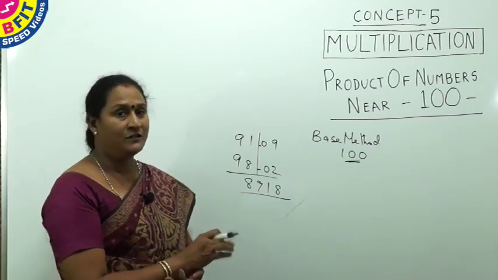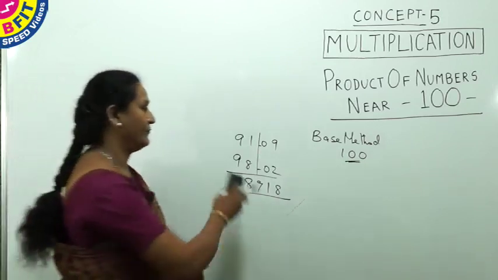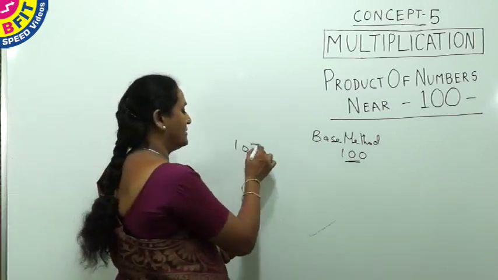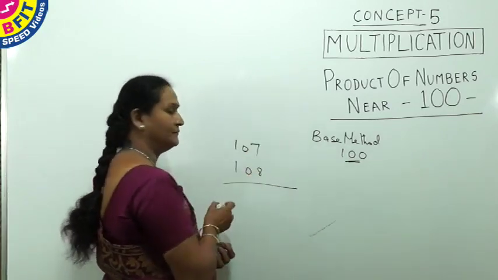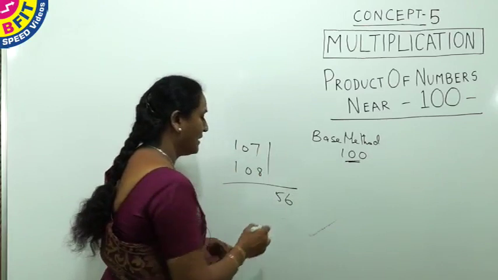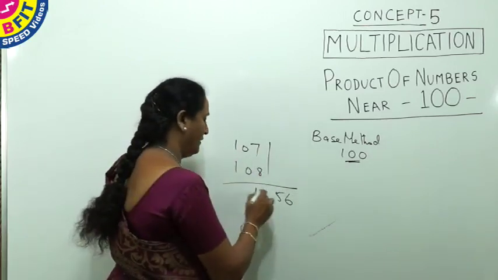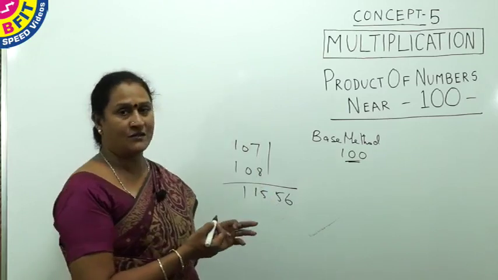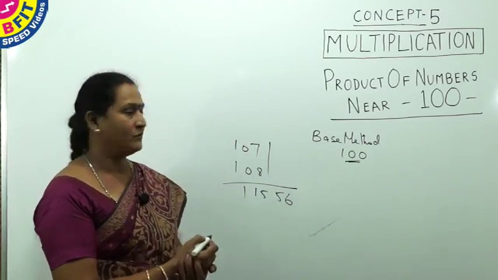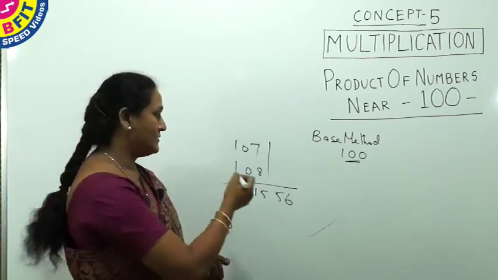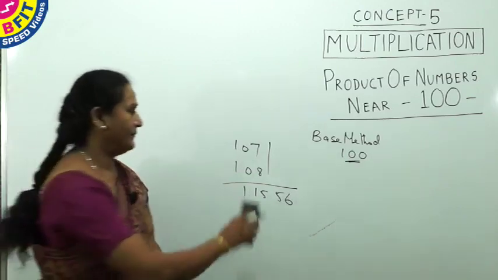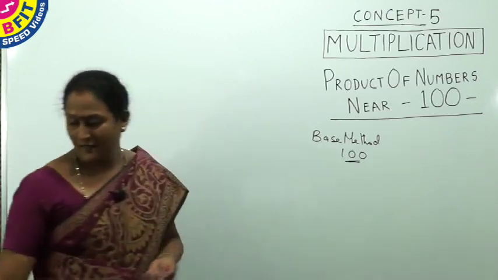And we'll see the answer for the third question. Now what is the answer for 107 and 108? Product of 7 and 8, 56. Add 7 and 8, 15, write 1. Or add 8 with 107, so it is 115. So 11556 is the product of 107 and 108. The same way you could have got the answer for the fourth question also. What's the fourth question? 109 and 112.